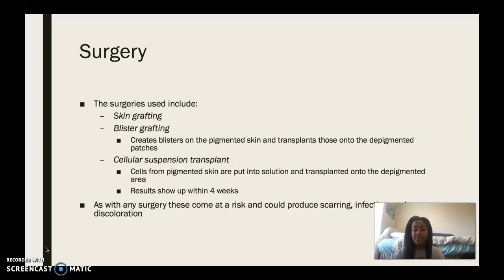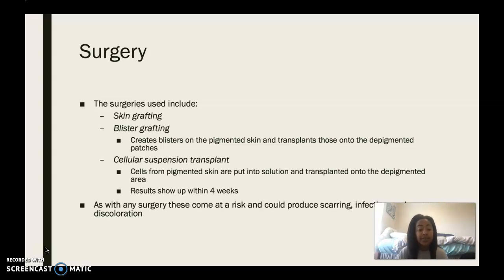Rarely people use surgery, but it's not really used ever because surgery is very harsh, and you shouldn't want to do surgery unless you absolutely need it. But some surgeries that are included are skin grafting, where they take a part of a different part of skin and put it on the spots that have vitiligo in hopes of helping with the melanocytes and the production of melanin in those parts.